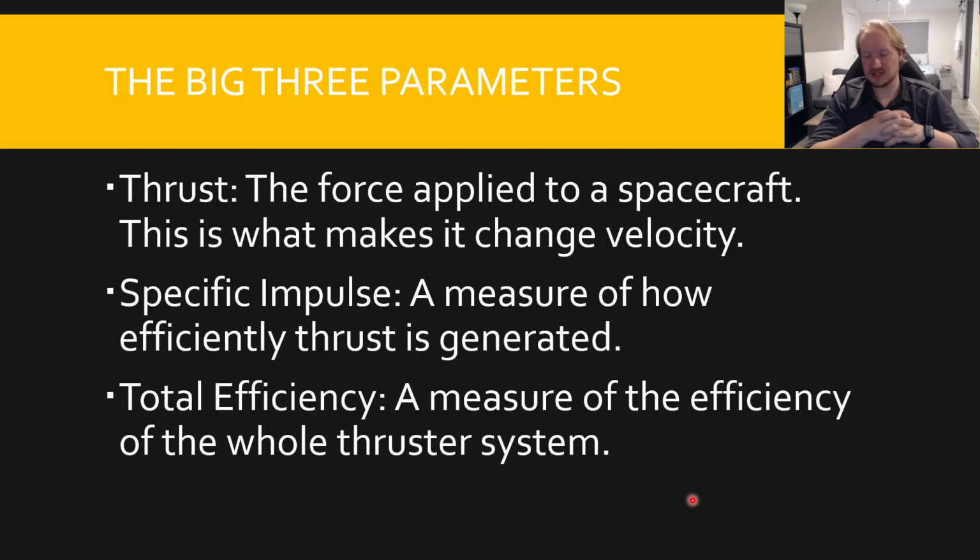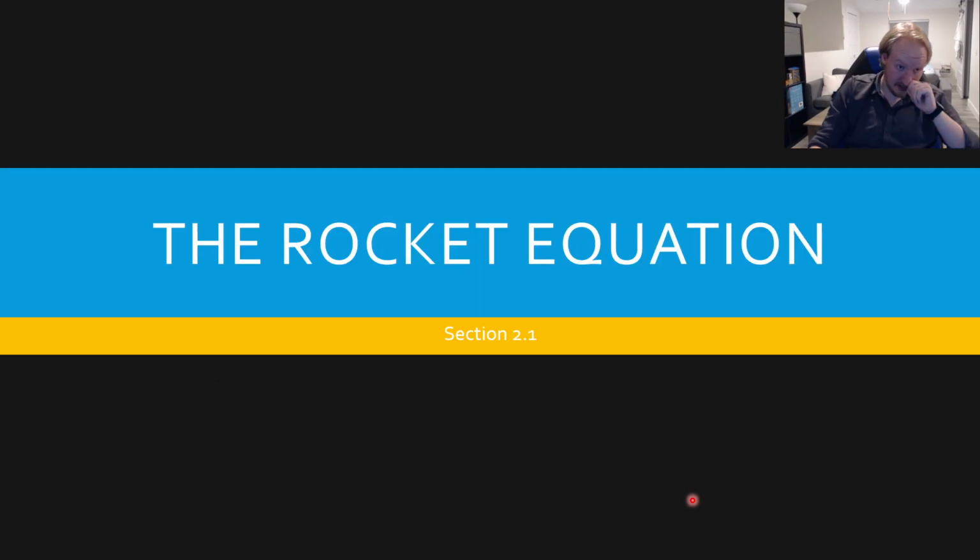You want a high total efficiency because a high total efficiency is going to mean your thruster is using all of its resources most efficiently. You're generating the maximum amount of thrust possible for the inputs that you're putting in. So this is moving on. That was all from chapter 1 of the textbook, if you want to read along with that.